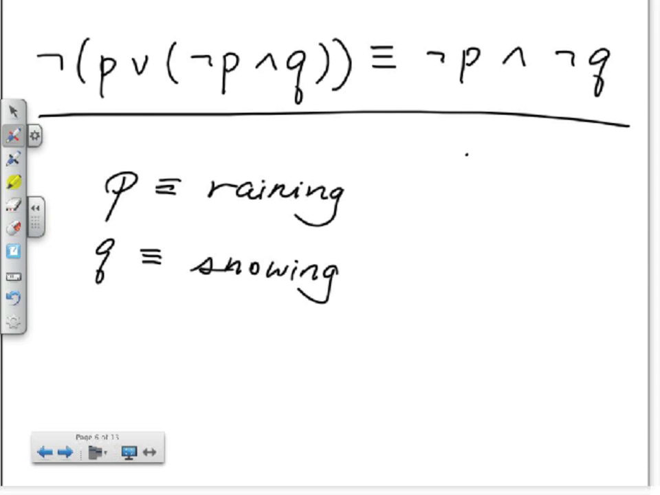I'll just run through how to do this problem. The problem over here is: not (P or (not P and Q)) is equivalent to not P and not Q. Let's think of it in an easier way. Let's just put P is raining and Q is snowing. I hope this is really easy to tell because we have been raining and snowing for the past 2 days. So let's think of it this way.